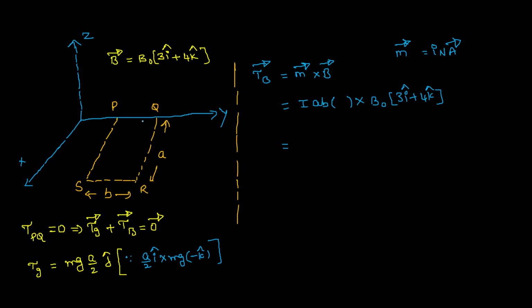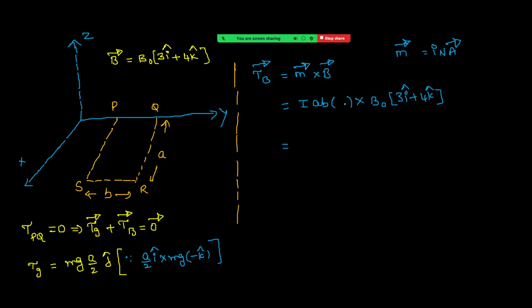If you take anti-clockwise, curl the fingers of your right hand anti-clockwise. The thumb will be upwards, which means it is K cap. That means in this place we should write either plus K cap or minus K cap, so that finally we get the direction minus J cap.